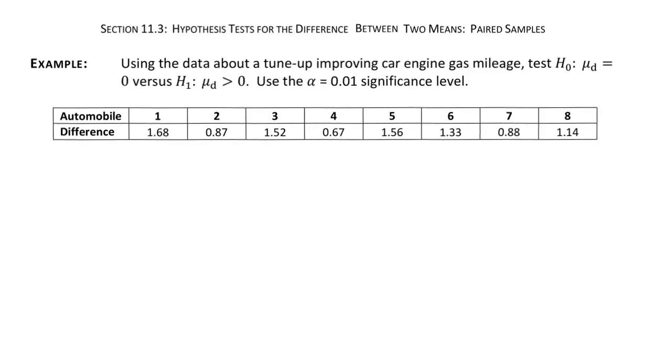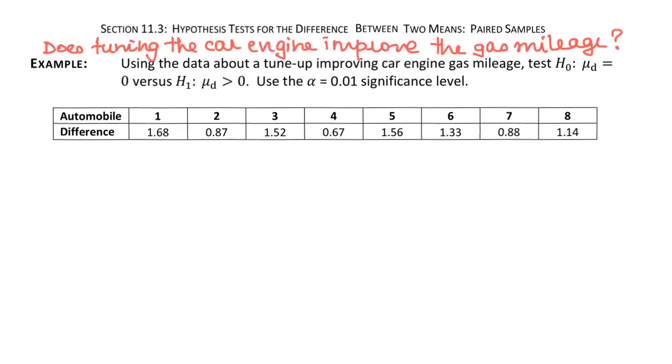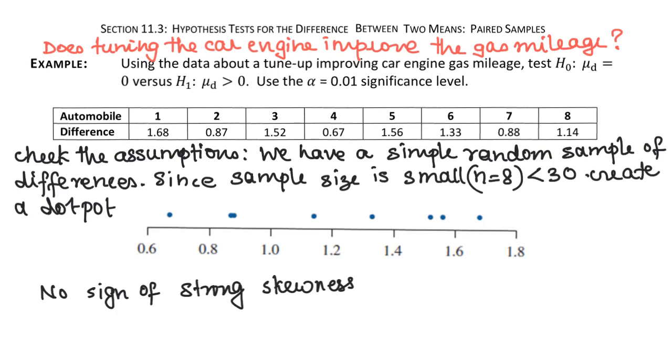So let's look at this example on does tuning a car engine improve the gas mileage. First check the assumptions. In this dot plot there is no sign of strong skewness or outliers. So we can proceed. Here the question itself says test the null hypothesis mu d equals 0 versus the alternate hypothesis mu d greater than 0.